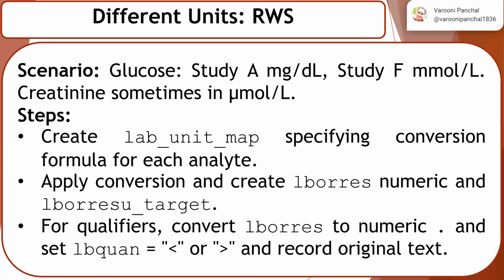Say for example, here I am having glucose. In study A it is mg per deciliter, in study F it is millimole per liter. So creatinine sometimes is in millimole per liter. So the step here is you can create a lab_unit_map specifying the conversion formula for each analyte. Each analyte is nothing but each lab test.